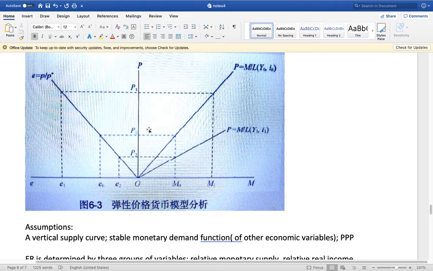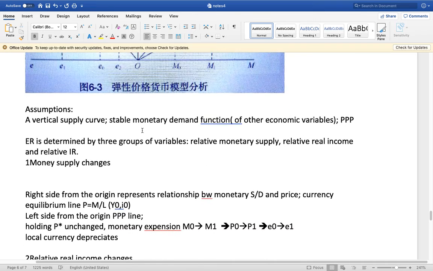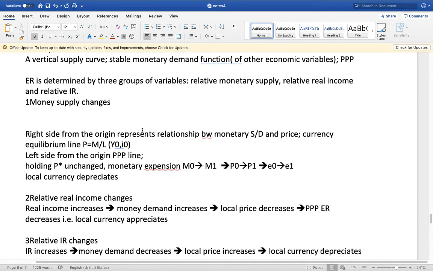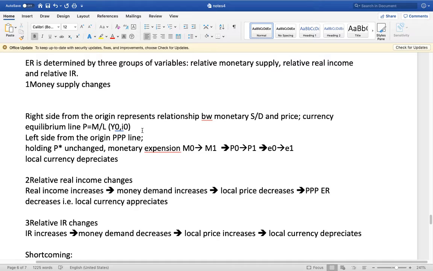The second is caused by the relative real income changes. If the real income increases, the money demand will increase. And as a consequence, the local price decreases and the purchasing power parity of exchange rates decreases. And in this way, the local currency appreciates.